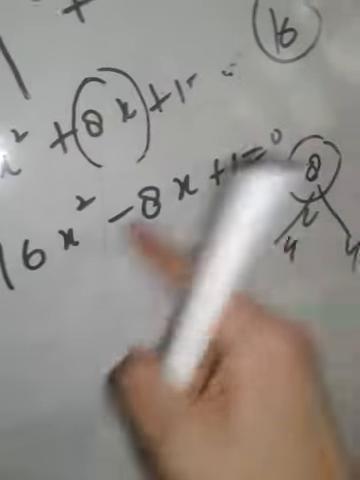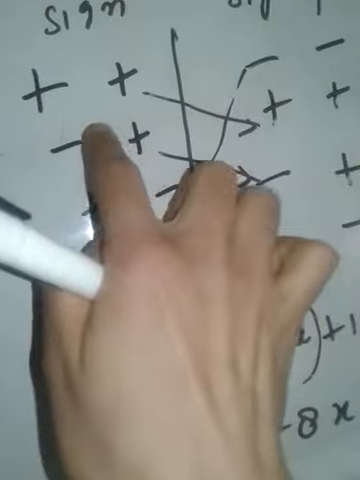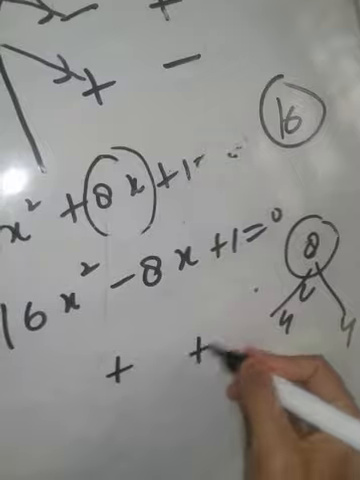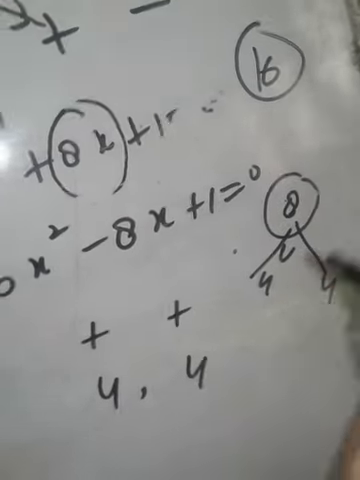So, the sign of roots will be what? First of all, look at the sign of roots. This is minus plus, so it will be plus plus. Plus 4, plus 4. This is 4, 4. Simple.